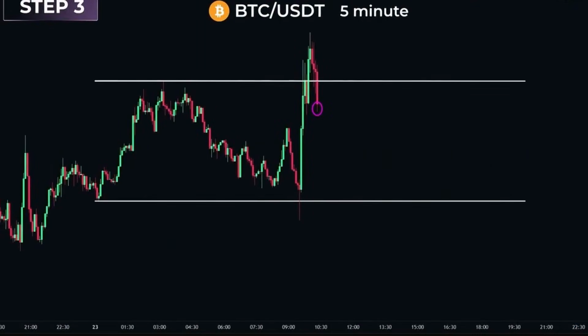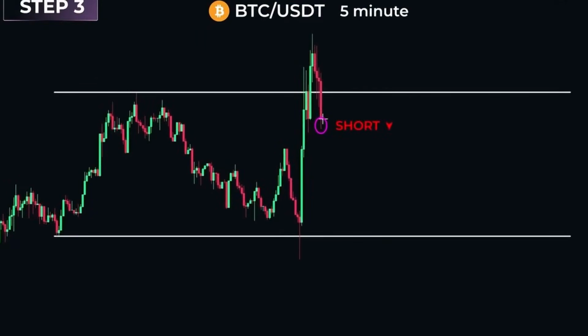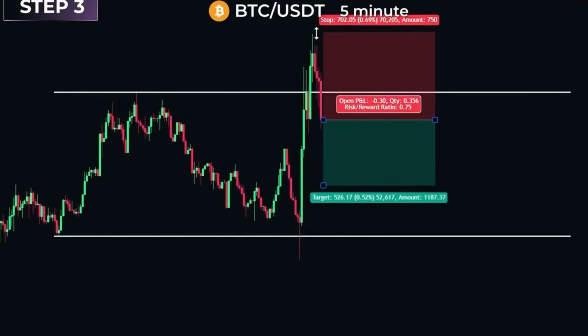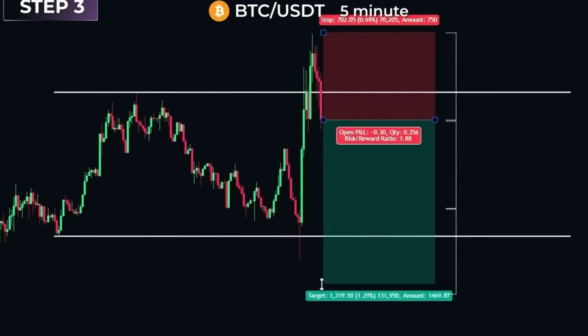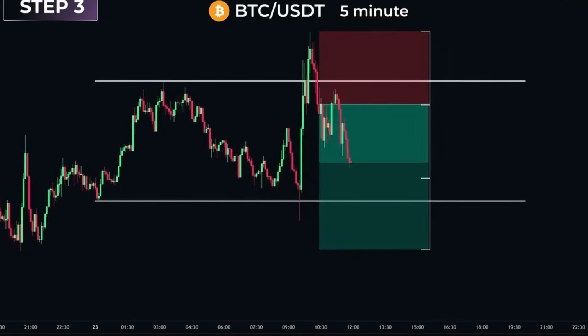In this example, since price broke the range high, that's a signal to go short. For the stop loss, we place it at the exact high of the breakout move, and for the take profit, aim for at least 2 times the stop loss size. And here, price came down and hits the profit target. Now let's look at another example.